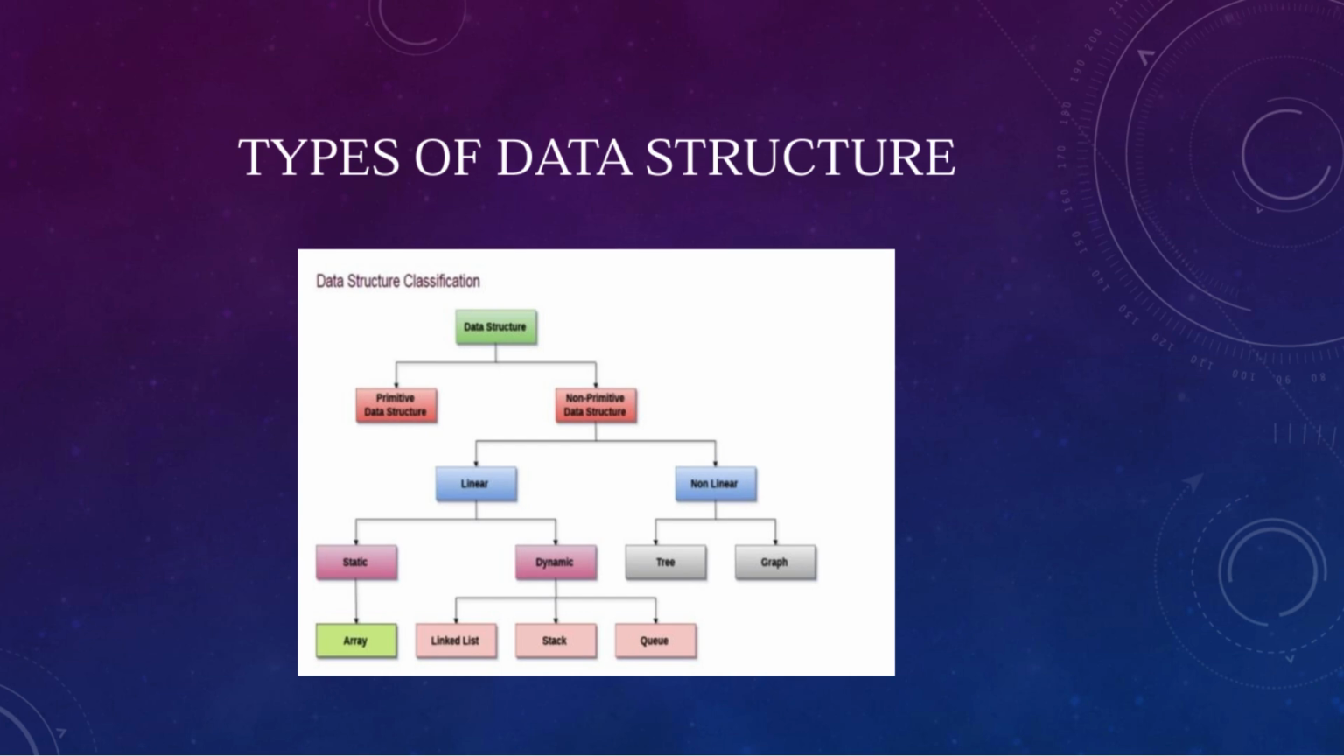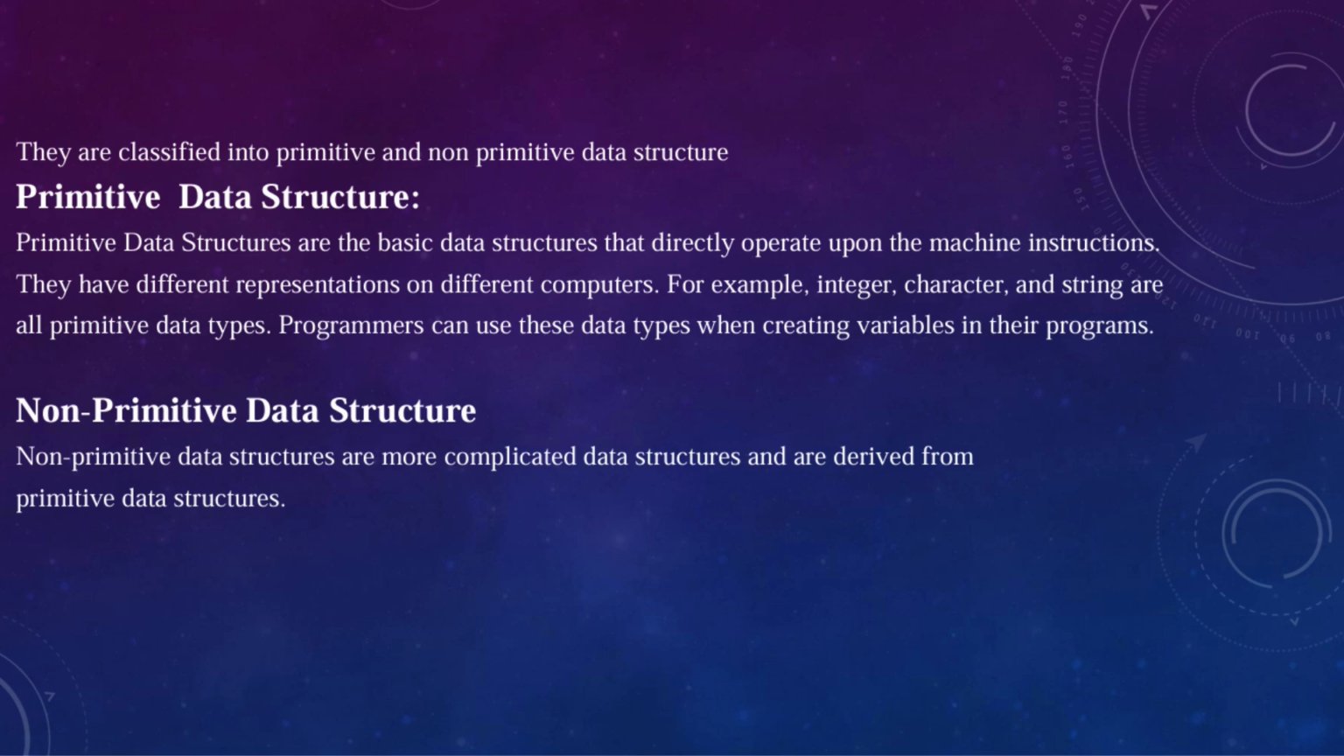Firstly, we'll understand what a data structure is. A data structure is a storage that is used to store and organize data. It is a way of arranging data on a computer so that it can be accessed and updated efficiently. Here, the data structure is classified into two types: primitive data structure and non-primitive data structure.